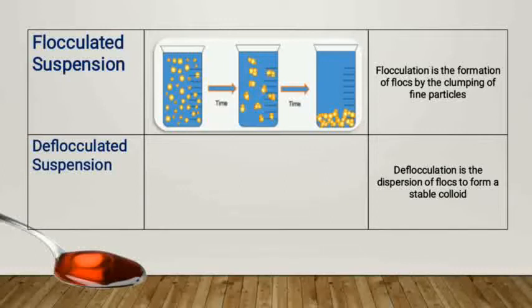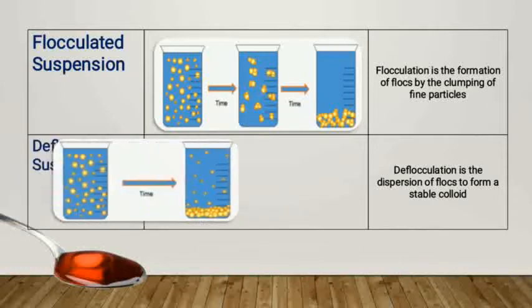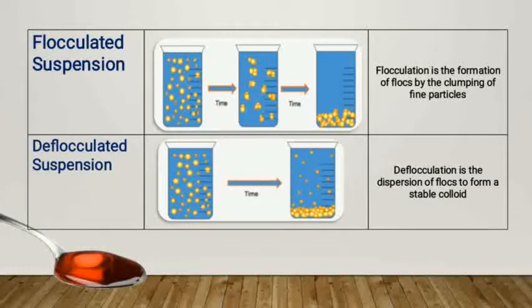Whereas a deflocculated suspension is the dispersion of flocks to form a colloid or a stable colloid, right? So this could be understood much better with the help of this image. You can see the scattered particles have settled down as separate entities, or they have distributed themselves uniformly throughout the suspension, right? Now moving to the actual differences between this flocculated suspension and deflocculated suspension.